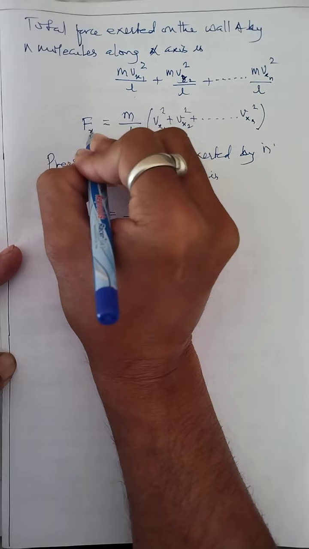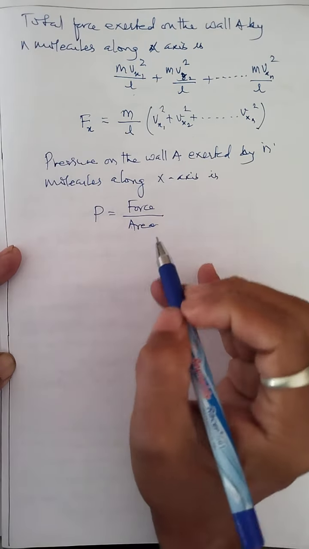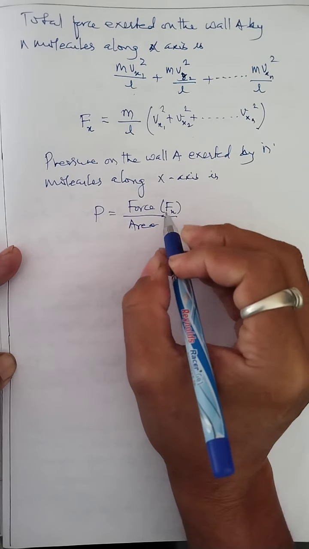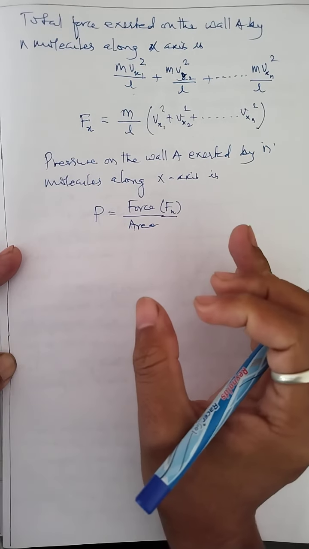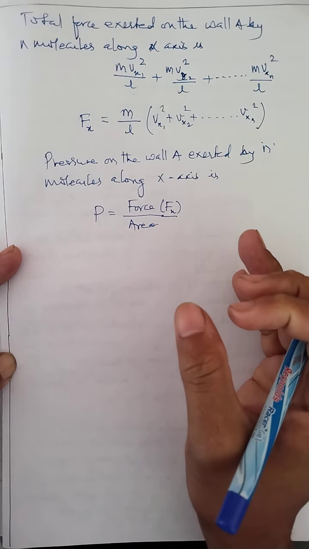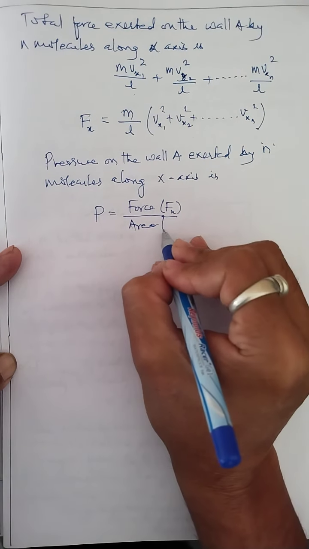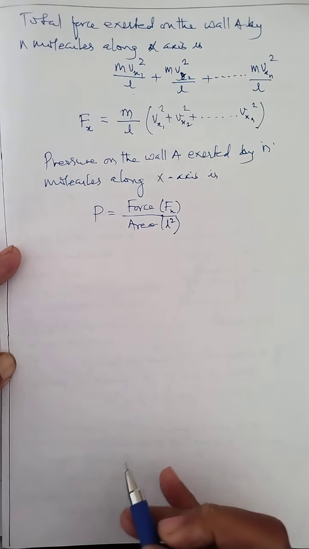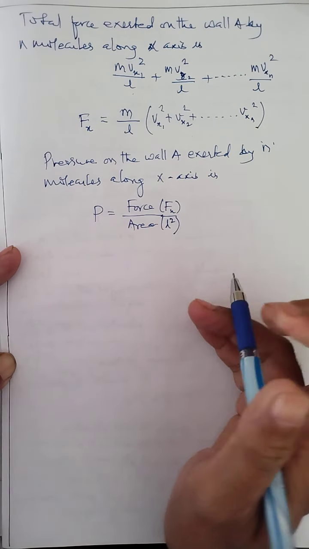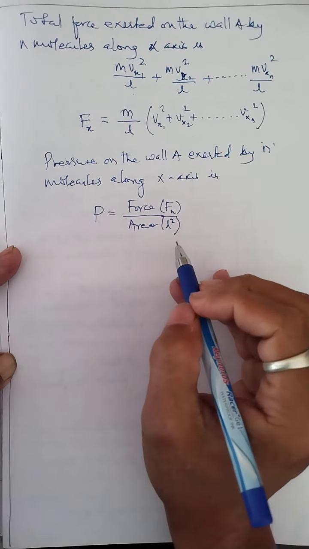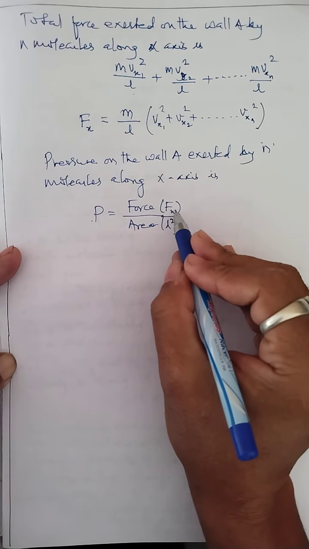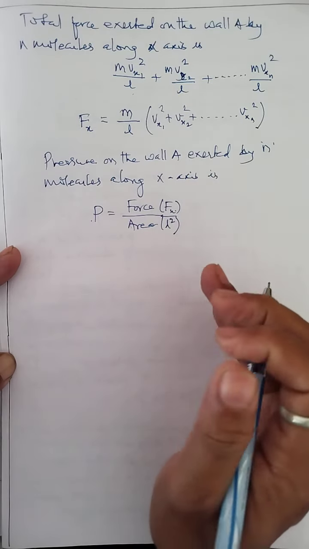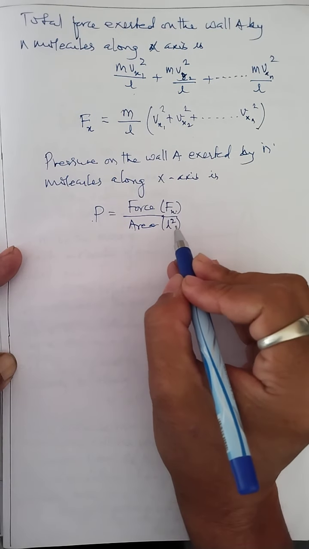This force I write as Fx, the force along the x-axis, divided by the area. Now the area of the cube is basically the side squared, which is L square. So the area of the cubical vessel is given by L square. So the pressure means the force along the x-axis divided by the area of the cubical vessel, and that area will be L square.